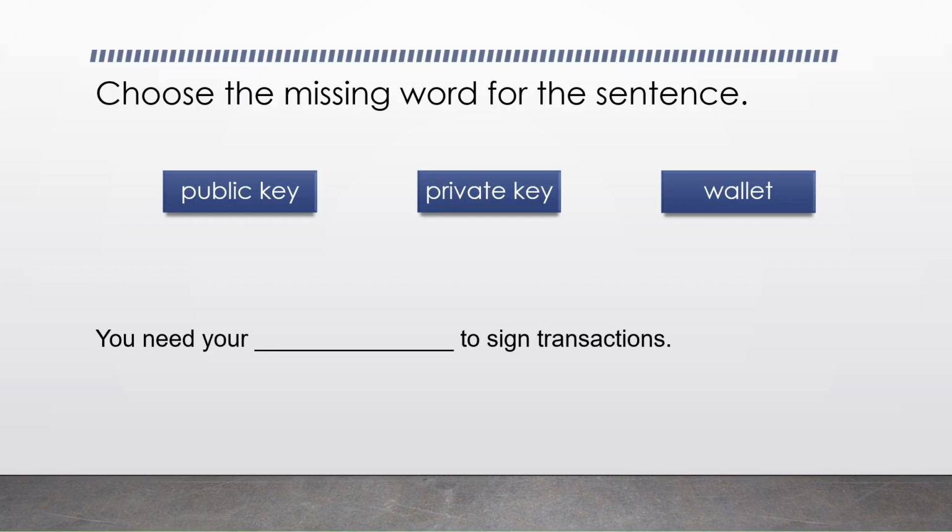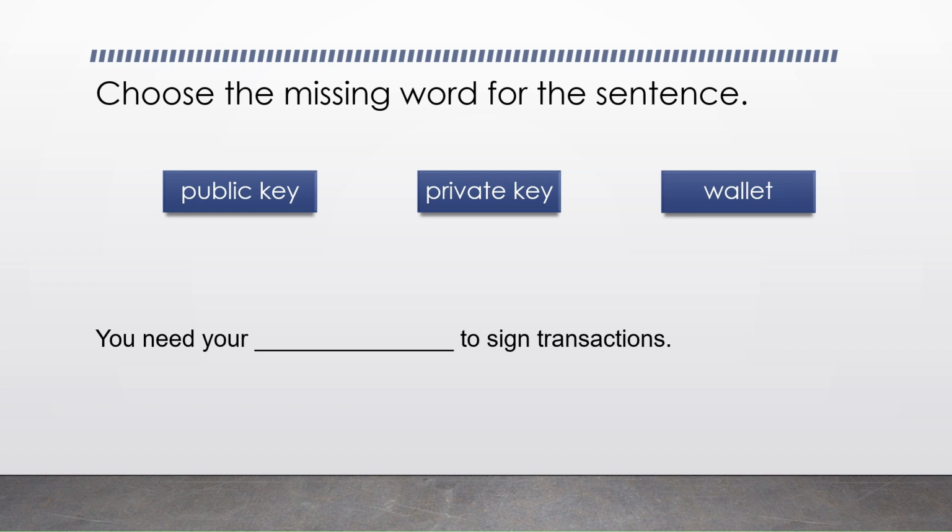All right, it is quiz time. As always, we got three choices at the top. This time we have public key, private key, and wallet. All right. And what you need to do is you need to take a look at the sentence here. Think about it for a minute. Go back over our notes. Go back through the video one more time if you need to. Pause the video and let me know what you think the answer is in the comments below. Here we go.